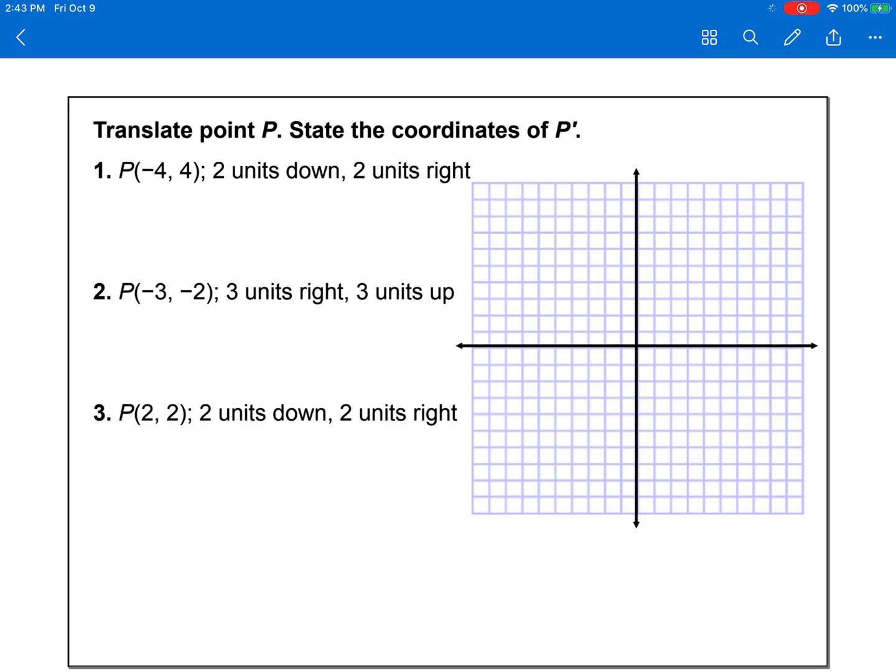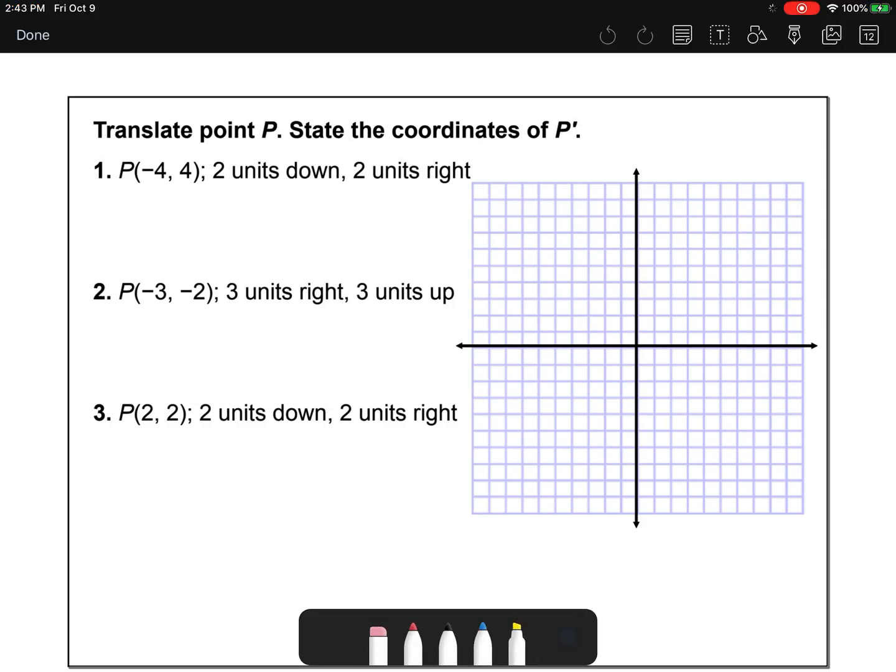So if P is negative 4, 4, right? That'd be negative 4, 1, 2, 3, 4, positive 4. There would be P. If we move P 2 units down and 2 units right, that would be P prime. Okay? And that movement right there is called a translation. 2 down, 2 to the right.